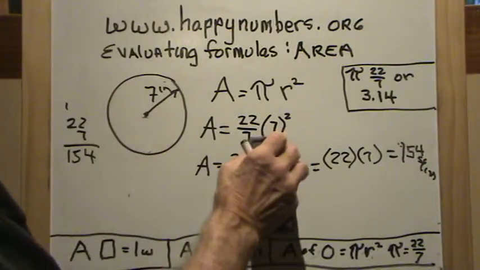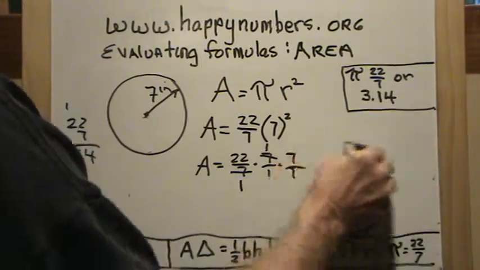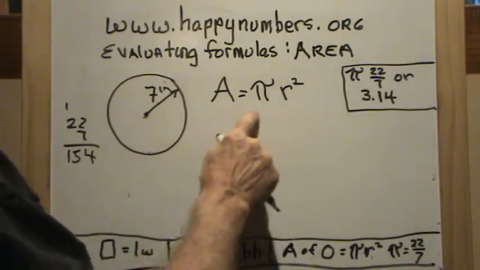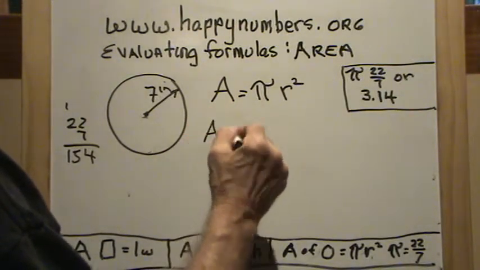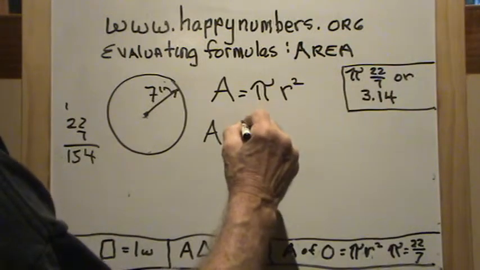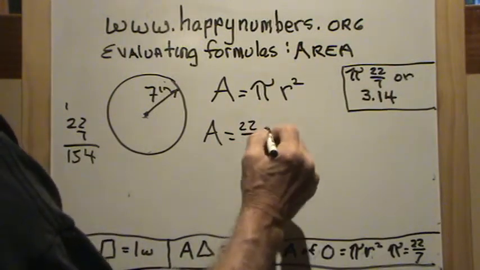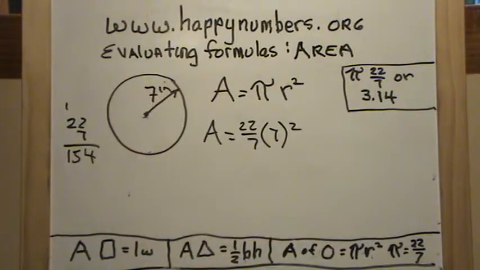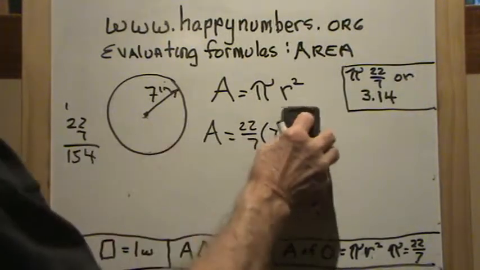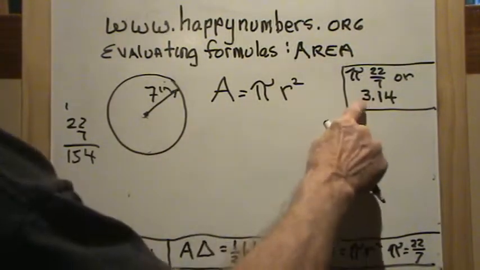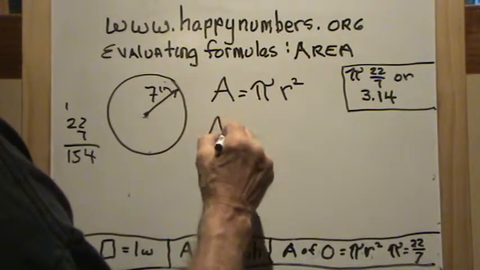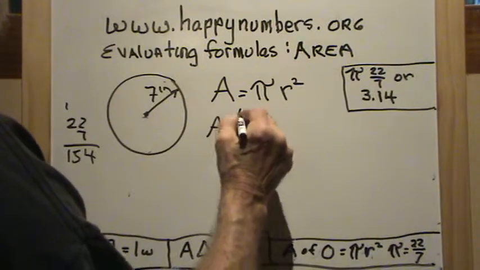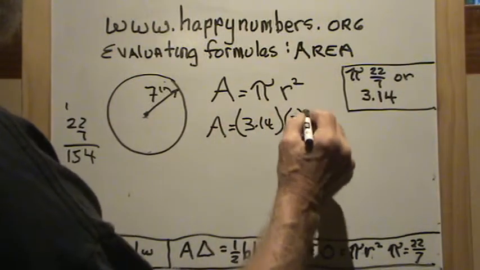Again, fairly simple problem. Let's just back up here. All we do is substitute in our formula. Area is equal to pi, and I used 22/7, times the radius, which was 7, squared. And we wound up with 154. If we had used 3.14, let's try that. Area equals pi, 3.14, times 7 times 7.